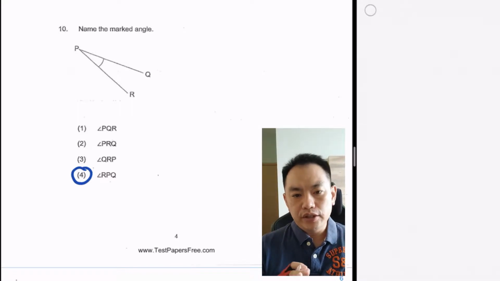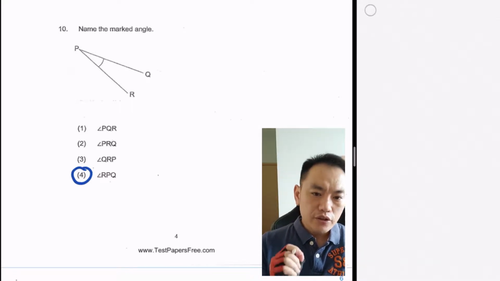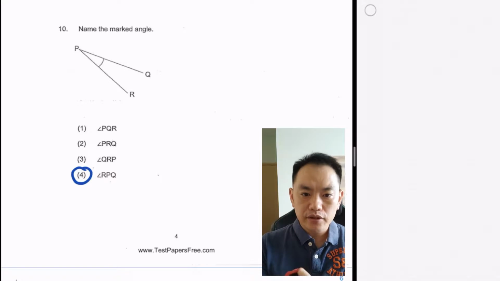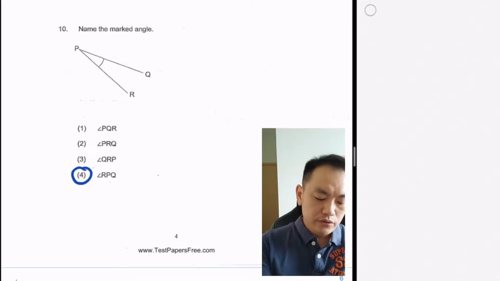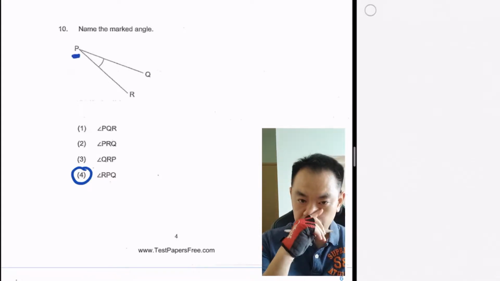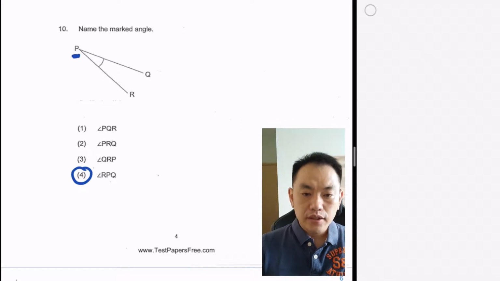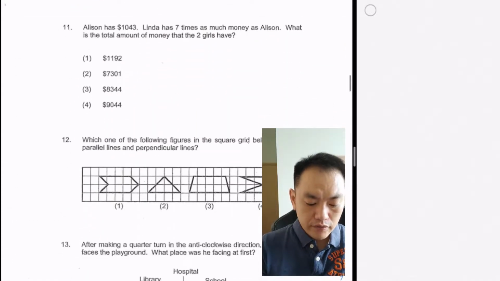So just remember, for the naming of the angle, you always need to put the angle in the middle. So the P, which is the angle, always needs to be in the middle. Okay, let's move on to question 11.